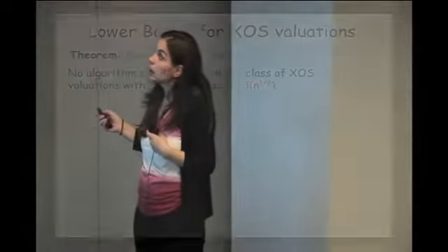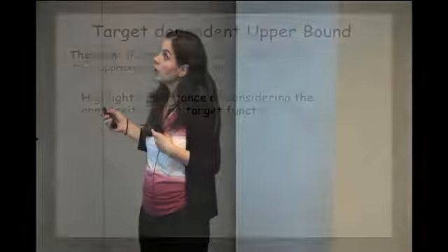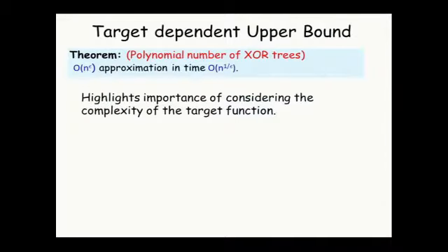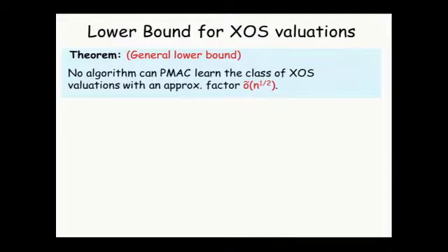Right, and actually, as I said, we can get a target-dependent upper bound. So functions with smaller complexity are easier to learn, can be learned better. In the worst case, however, we get a square root of n lower bound for these XOS valuations.